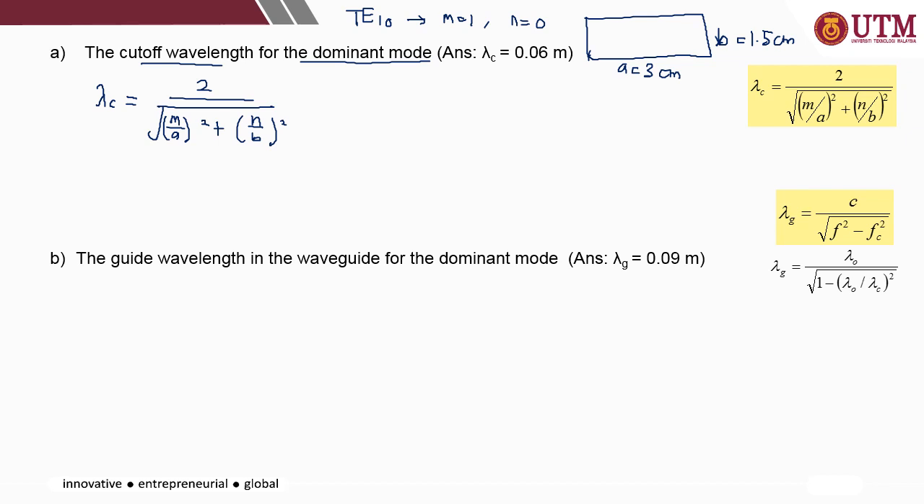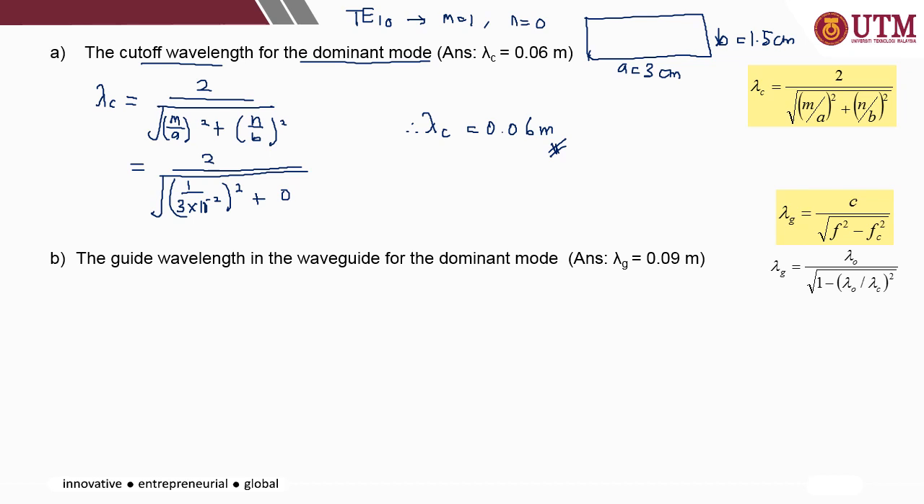Okay, so now once you have the general equation, you can include all the values into your equation. So m equal to 1 over a, 3 cm, 3 times 10 to the power of minus 2, squared, plus 0 because n equal to 0, square root. So you should get your lambda c equal to 0.06 meter.